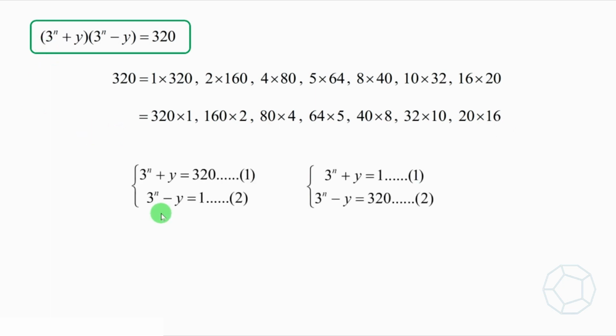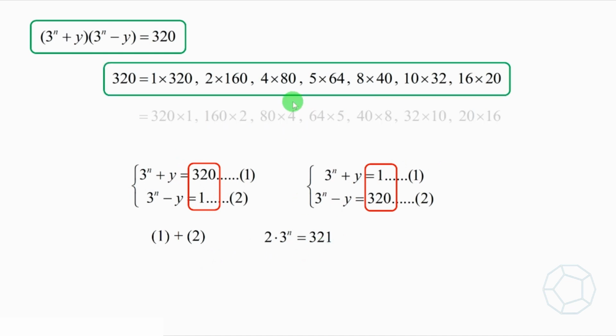Why? Let's look at the following 2 combinations. The only difference is the order of factors 1 and 320. If we add up the 2 equations in each system, then the y terms are cancelled out. We get the same result: 2 times 3 to the power of n is equal to 321. So we only have to look at the first 7 combinations. You may wonder, what about the values of y? Don't worry, we will take care of them in a minute.